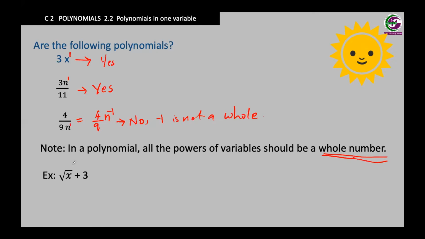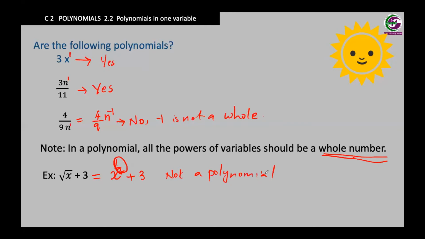Now look at this example. Is this a polynomial? What is the power of x here? The power of x, or we can rewrite this as x power 1 by 2, because square root means 1 by 2, plus 3. Is 1 by 2 a whole number? No. So this is not a polynomial.